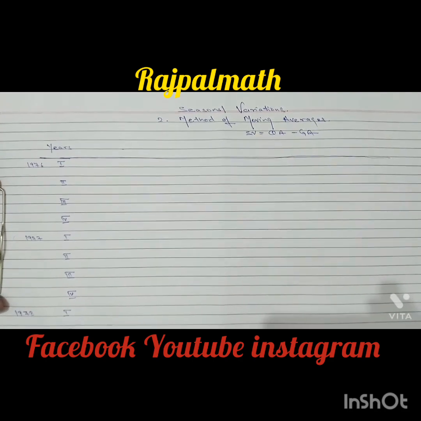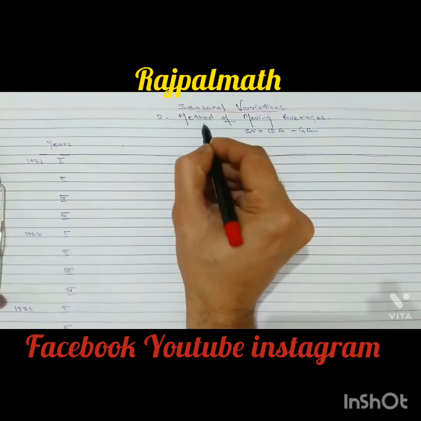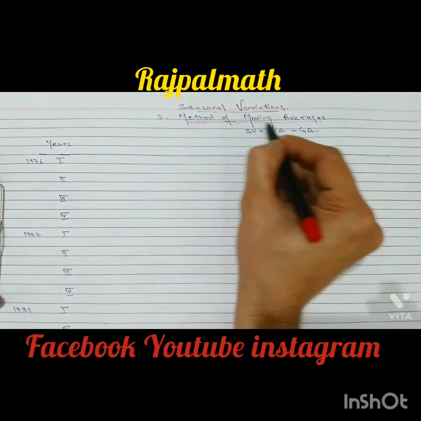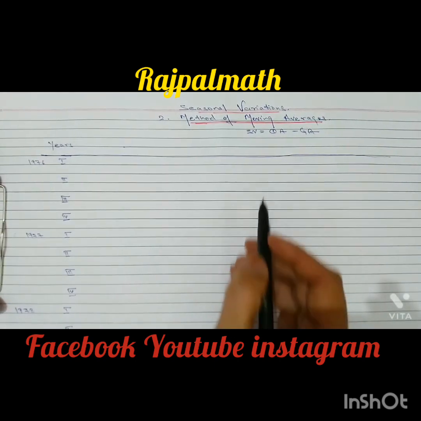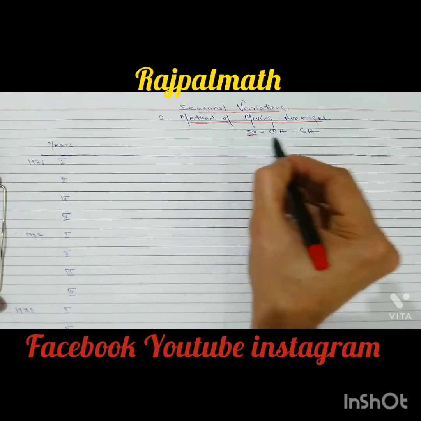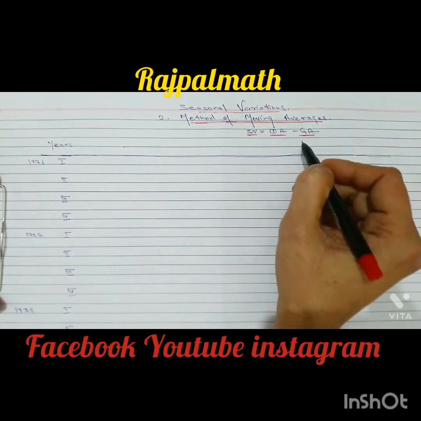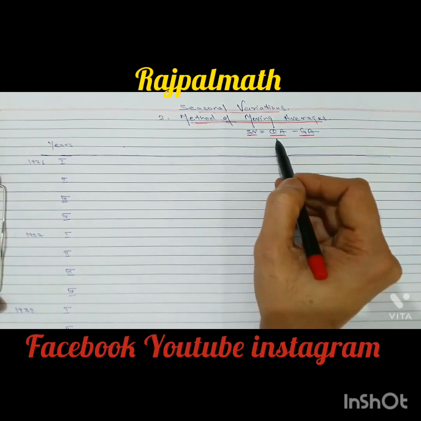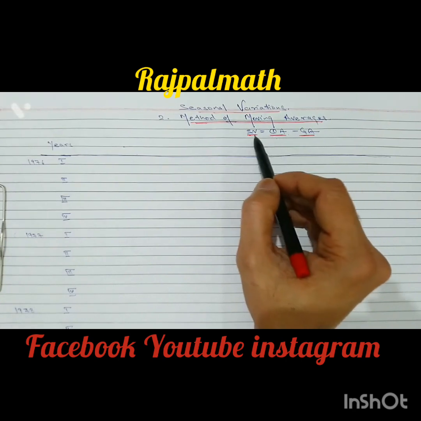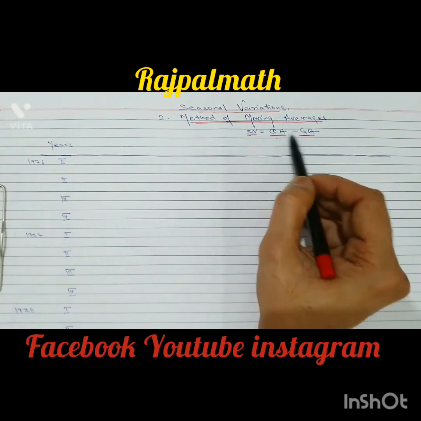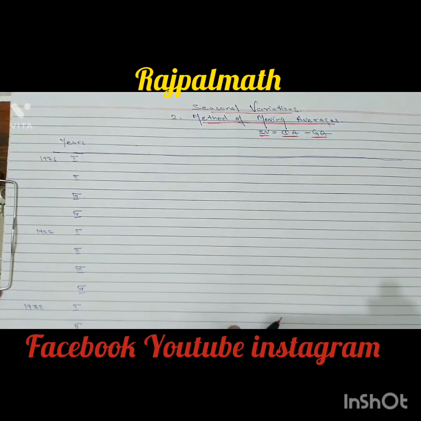Method number 2: seasonal variations by the second method, the method of moving average. The formula is seasonal variation equals quarterly average minus general average. In the previous question, the formula was quarterly average divided by general average into 100. By moving average, the formula is seasonal variation equals quarterly average minus general average.